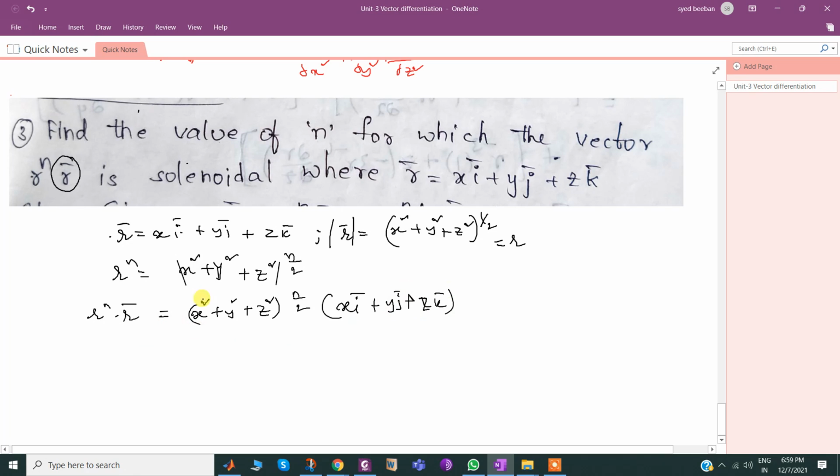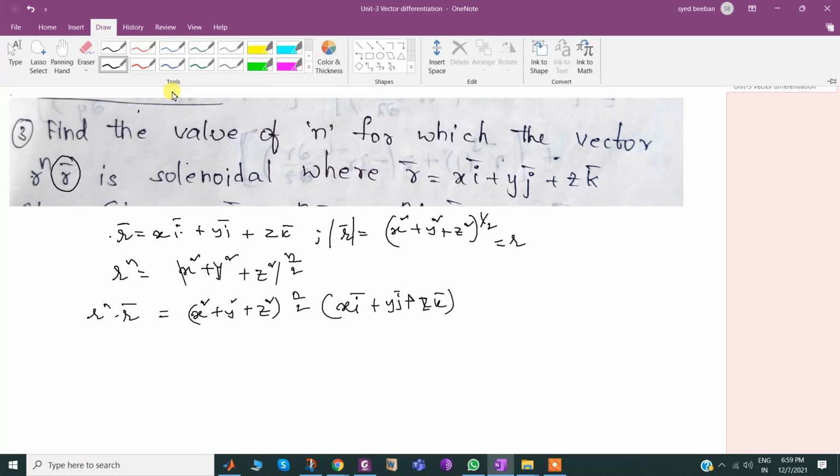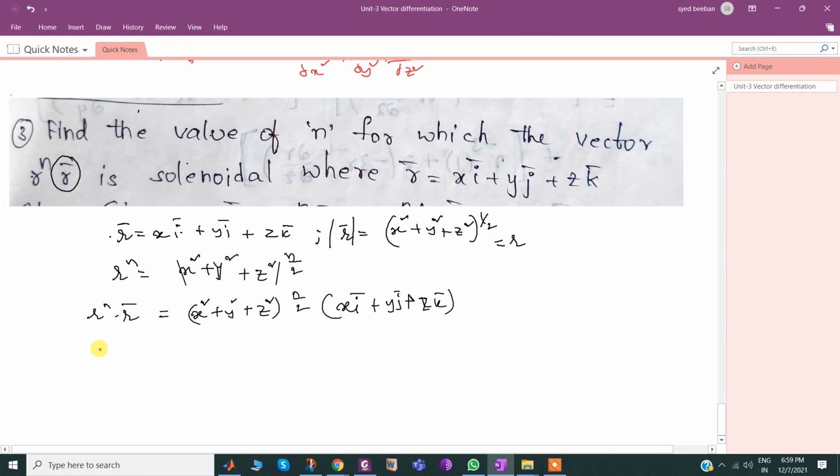Now it was asked that the vector is solenoidal. That means I need to apply del by del x. I think already in the last class we have studied some standard relations. Del r by del x.